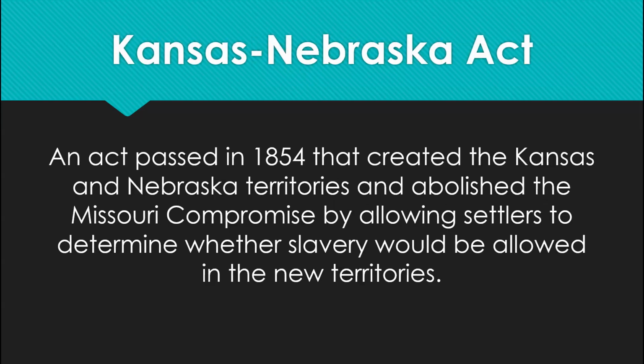Kansas-Nebraska Act. An act passed in 1854 that created the Kansas and Nebraska territories and abolished the Missouri Compromise by allowing settlers to determine whether slavery would be allowed in the new territories. Kansas-Nebraska Act.